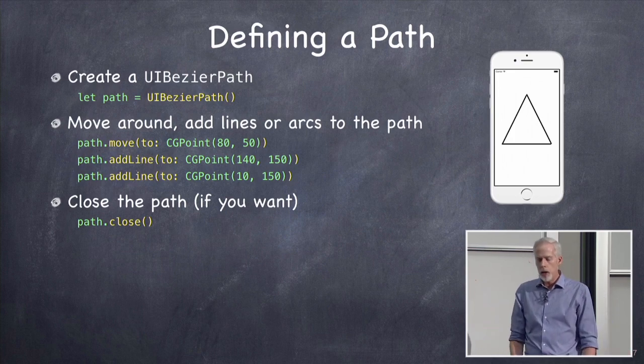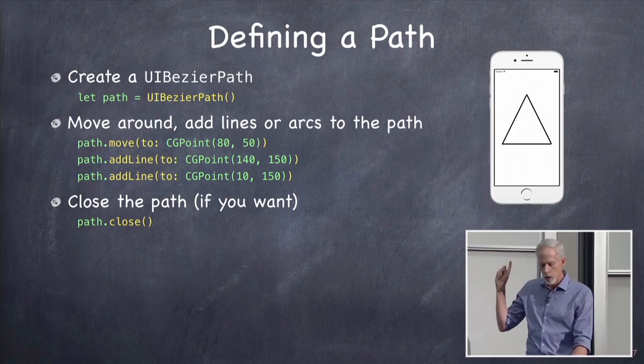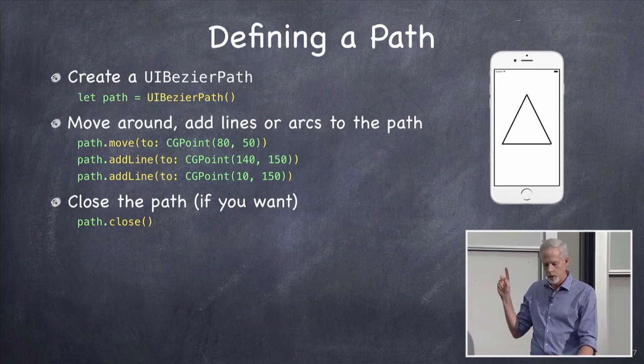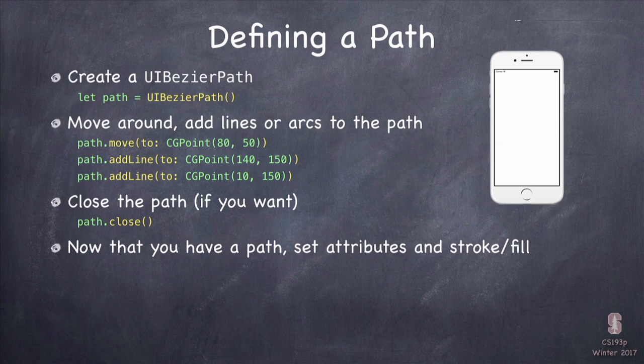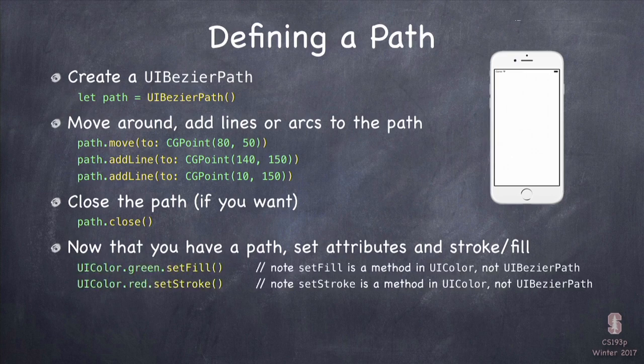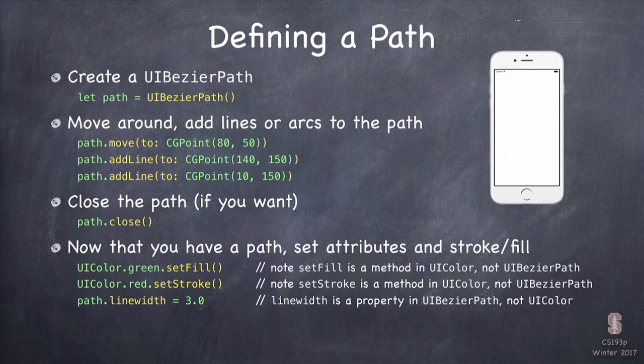Really easy. Now, the only thing is, all this code right here would actually draw, instead of that triangle right there, would draw this. Nothing. You would see no drawing with that code, because we haven't stroked or filled it. The stroking and filling is what draws. So how do we do the stroking and filling? Well, we need to set the colors that we want to fill and stroke with.